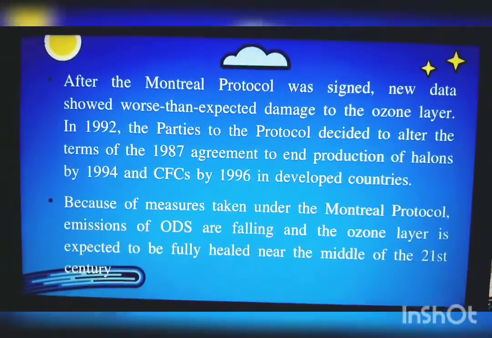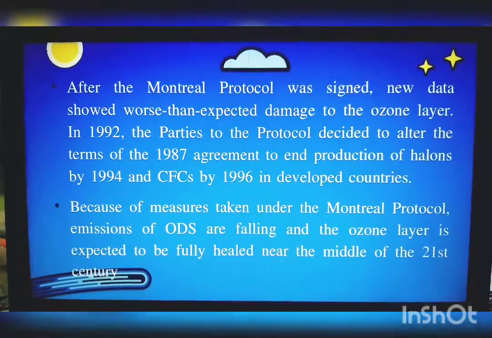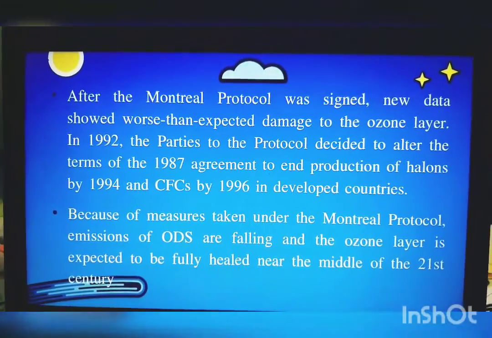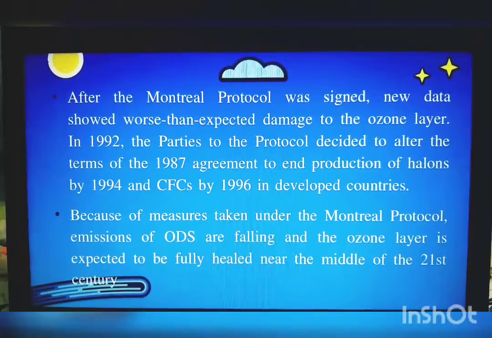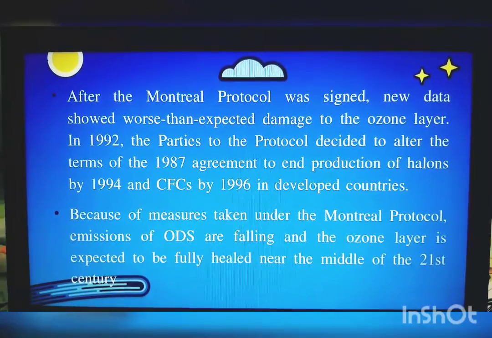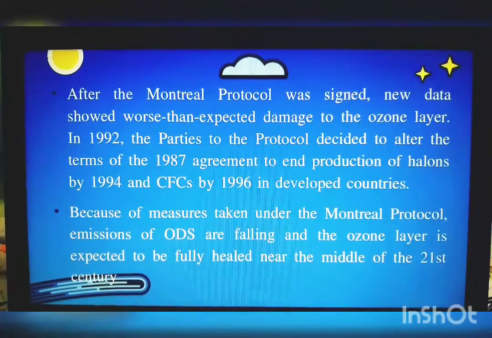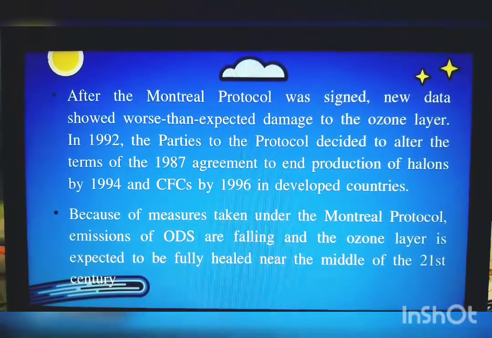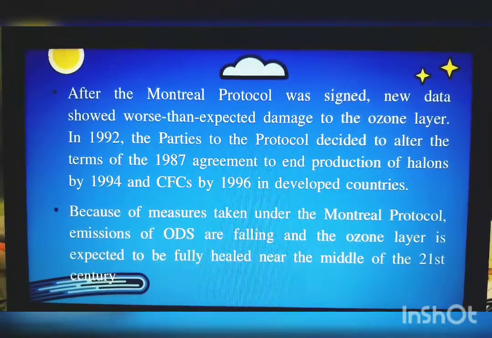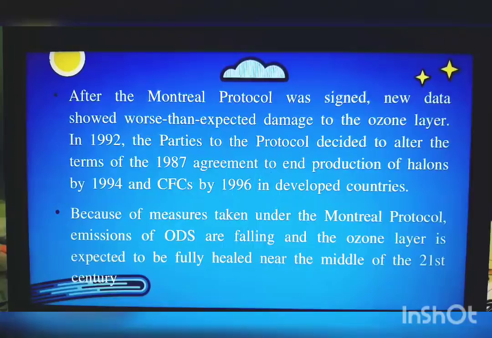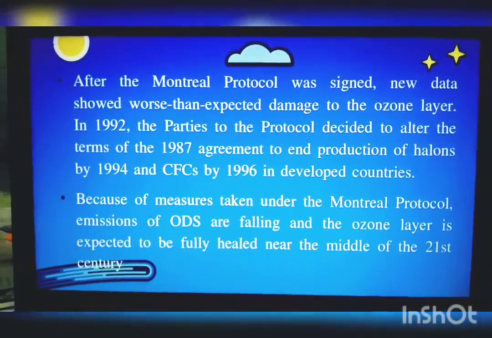After the Montreal Protocol was signed, new data showed worse than expected damage to the ozone layer. In 1992, the parties to the Protocol decided to alter the terms of the 1987 agreement to end production of halons by 1994 and CFCs by 1996 in developed countries. Because of measures taken under the Montreal Protocol, emissions of ODS are falling and the ozone layer is expected to be fully healed near the middle of the 21st century.